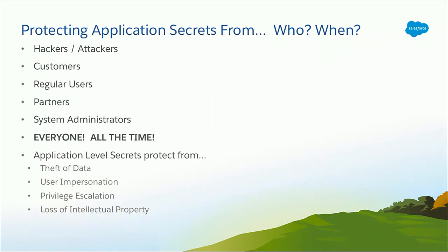Protecting application-level secrets, what we're going to talk about today, guards against things like theft of data, privilege escalation, intellectual property loss, user impersonation, having more privileges than you're supposed to have on a system, all right?